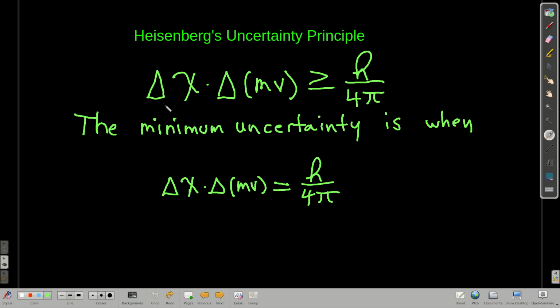What this says is that the closer we know where something is, the less we know about how fast it's moving or its momentum. And vice versa. The more we know about its velocity and momentum, the less we know about where it is at any given time. We're going to apply this in particular to an electron in an atom.